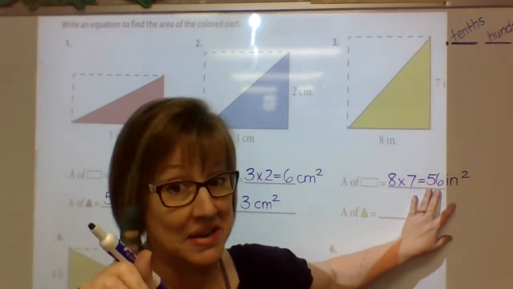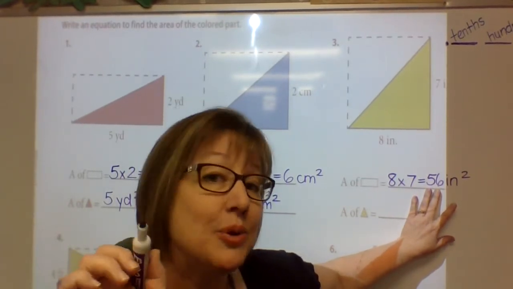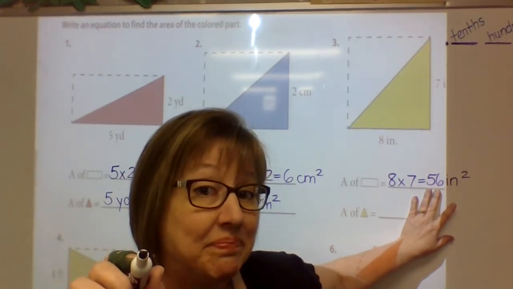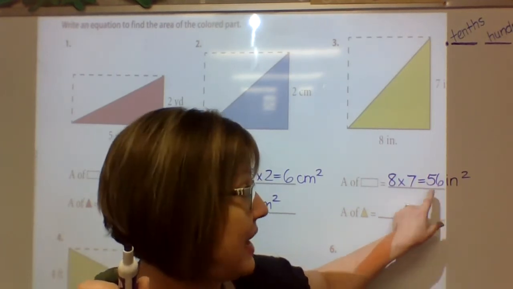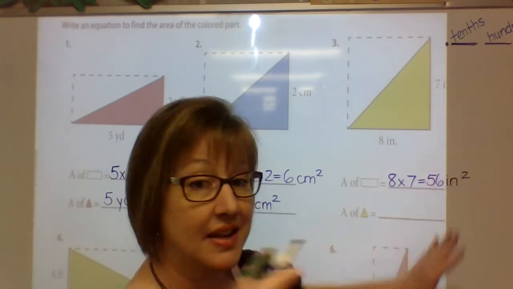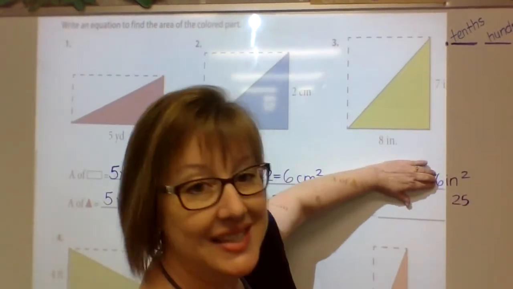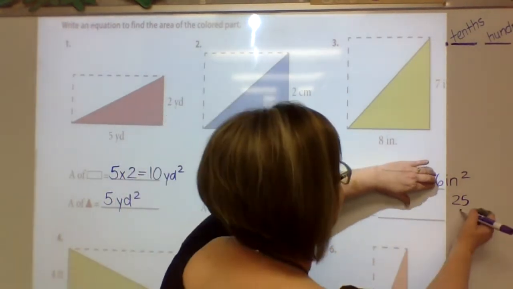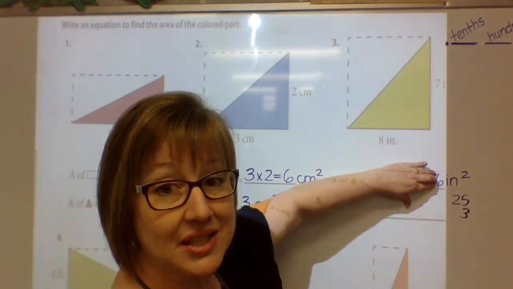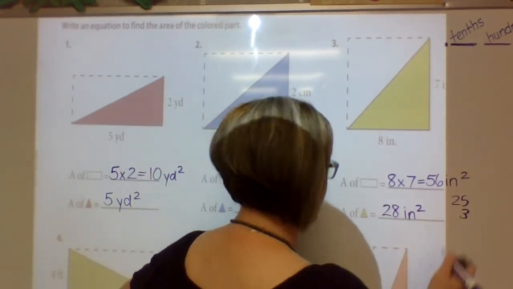Okay, let me make you think about this. What's half of 50? You've got 50 cents. What two coins make 50 cents? 2 quarters. How much is a quarter? 25. So half of 50 is 25. Now how much is half of 6? 3. So add those together. 25 plus 3 is 28 square inches.